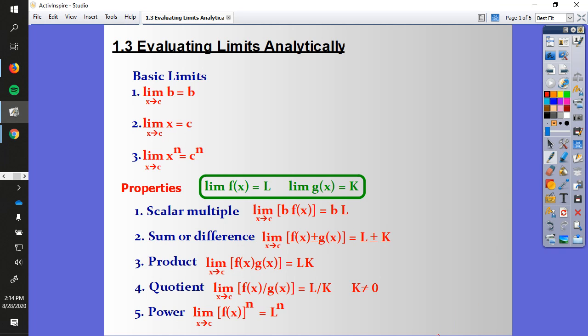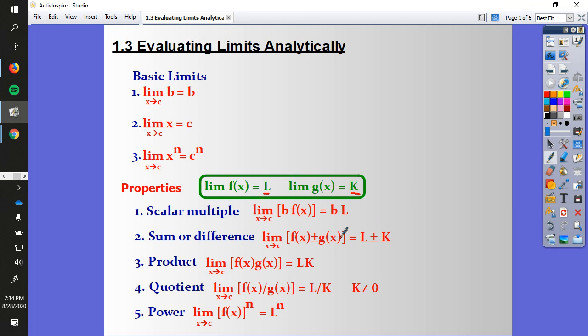Now some of the properties that we're going to look at. Let's assume that the limit of f of x is always going to be L. No matter what we're approaching, we're just going to call the limit of f L and the limit of g K. We're just going to utilize those two values to represent those two limits.